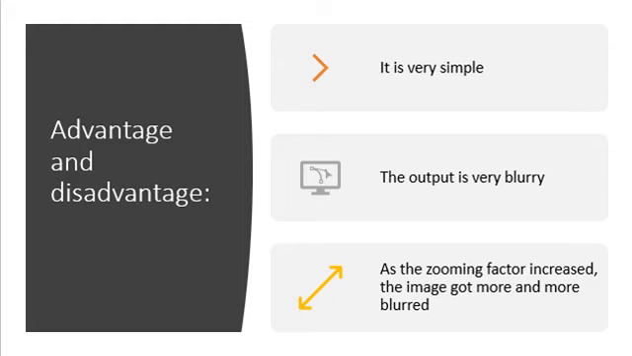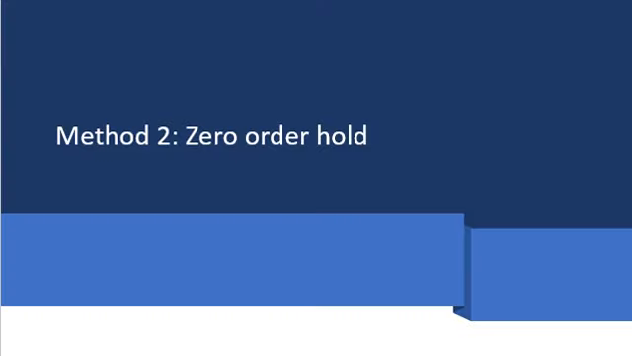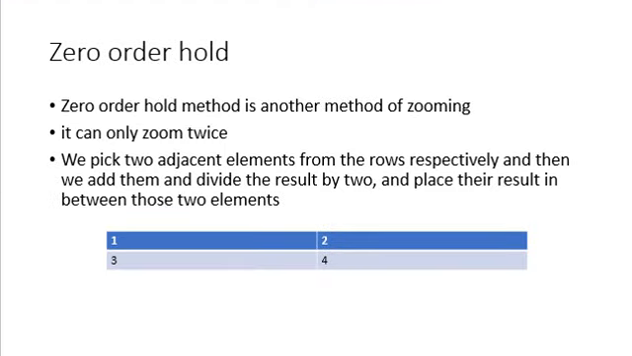So the next technique we are going to discuss is the zero order hold zooming method. Zero order hold zooming method is another method of zooming. It is also known as zoom twice because it can only zoom twice. We will see in the below example why it does that.